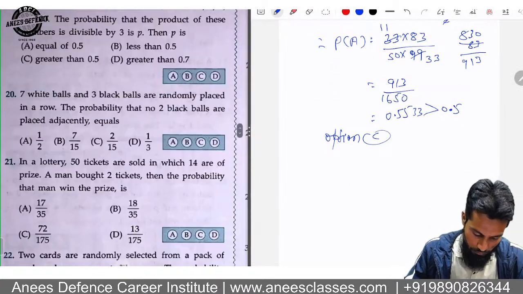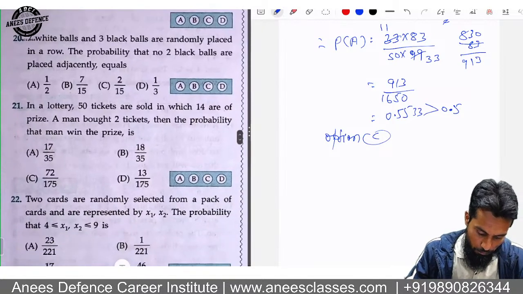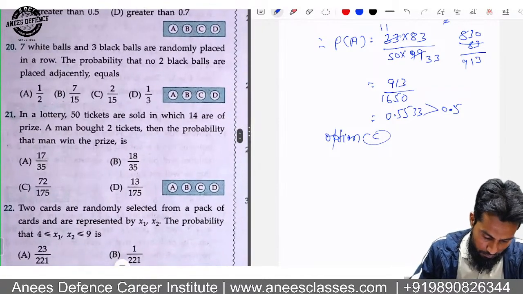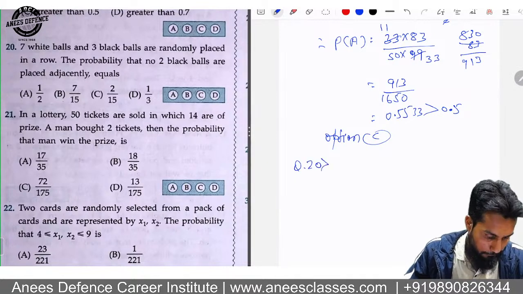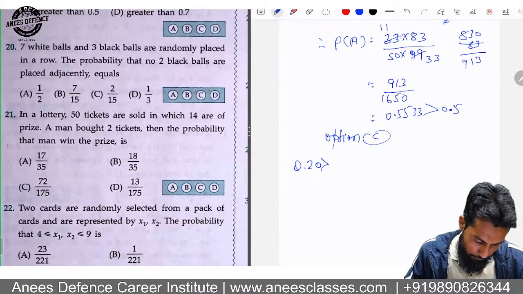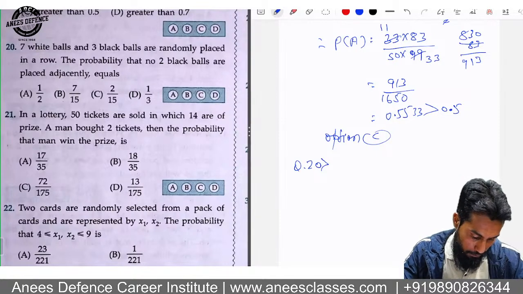Okay, now see question number 20. 19 is done. Again, black balls and white balls type. This is a good question. You can solve it. Question number 20. We have 7 white balls and 3 black balls randomly placed in a row. The probability that no 2 black balls are placed adjacently equals what?